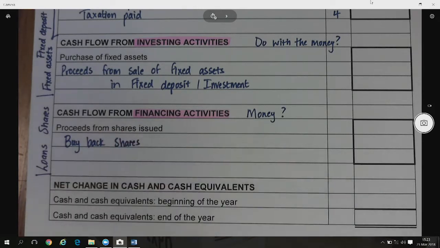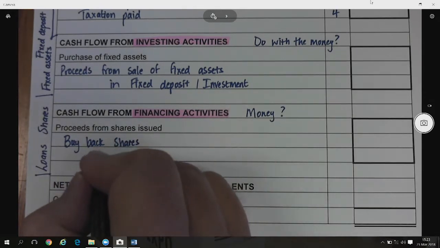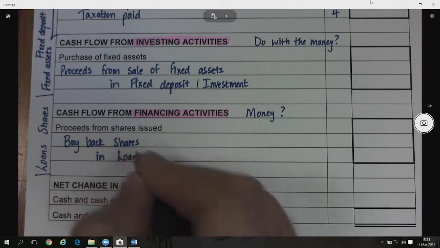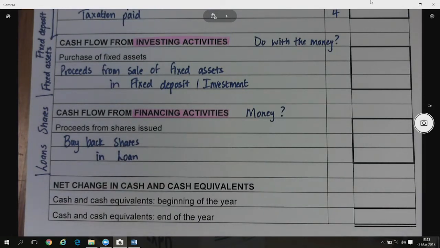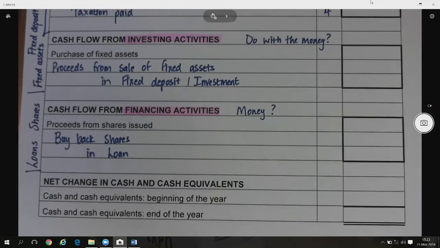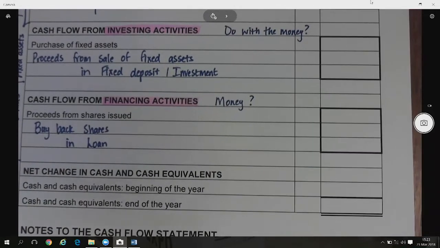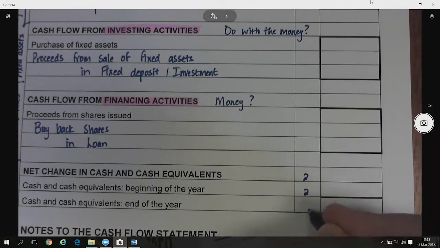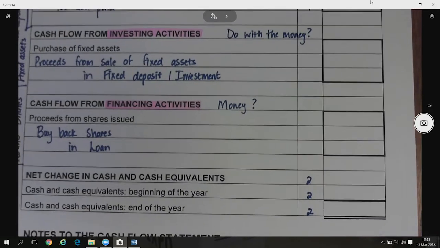That is when money goes out. And then whatever happens in your loan, a decrease in loan is money out because we pay the loan, an increase in loan is money in. Then the net change in cash and cash equivalents gives you note number 2, and I will come back to that.